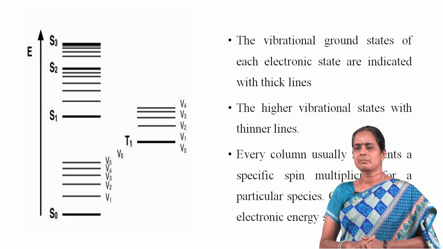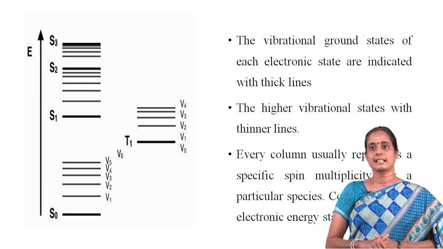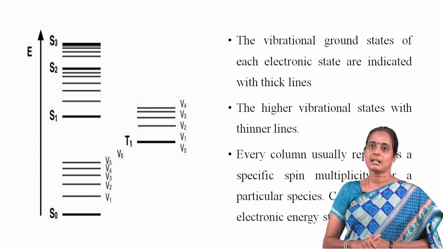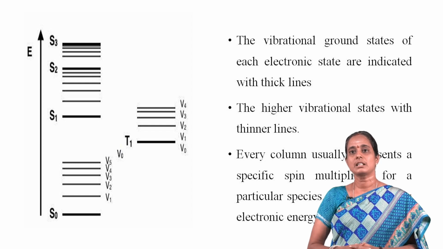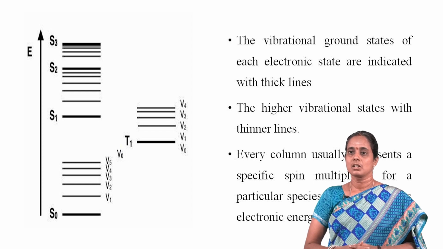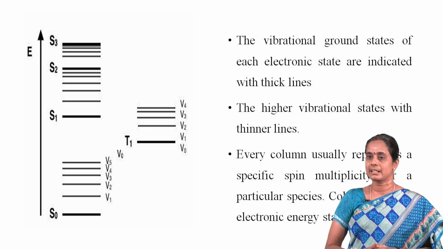The energy levels can be quantitatively denoted, but most of these diagrams use energy levels systematically. Every column usually represents a specific spin multiplicity for a particular species. A column contains the electronic states in singlet or triplet state. A singlet state is denoted as capital S and a triplet state is denoted as capital T.